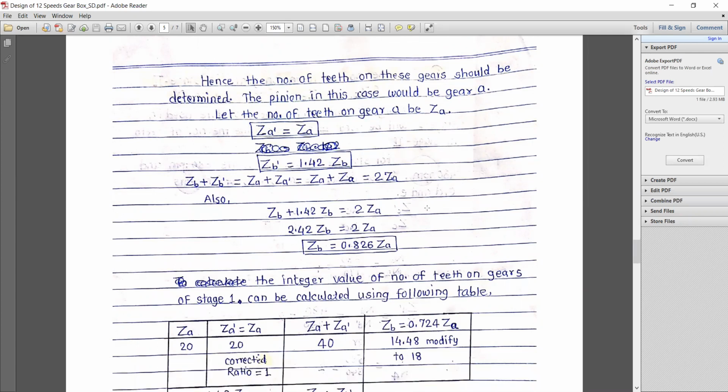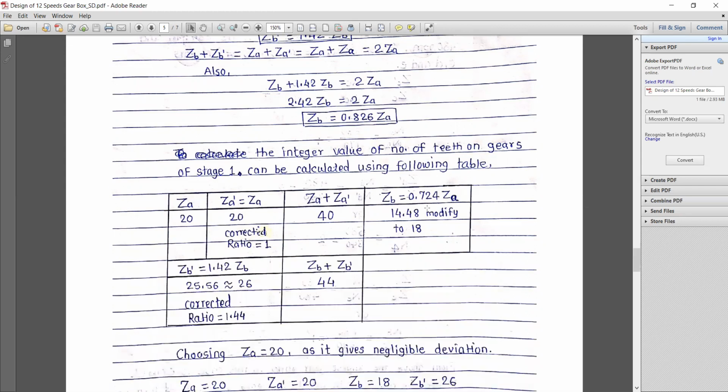What is the condition? ZB plus ZB dash must equal ZA plus ZA dash. ZA dash is equal to ZA, so ZA plus ZA is twice ZA. And ZB dash is equal to 1.42 ZB. So we can find the ratio between ZA and ZB, that is 0.826. ZB is equal to 0.826 ZA.